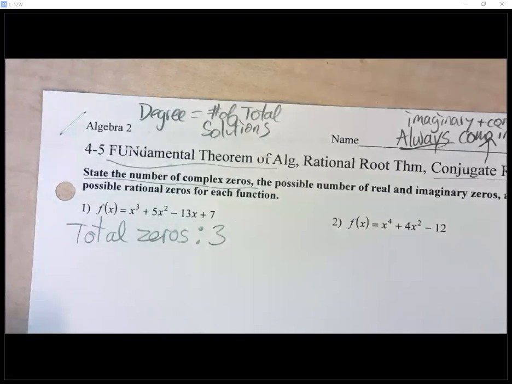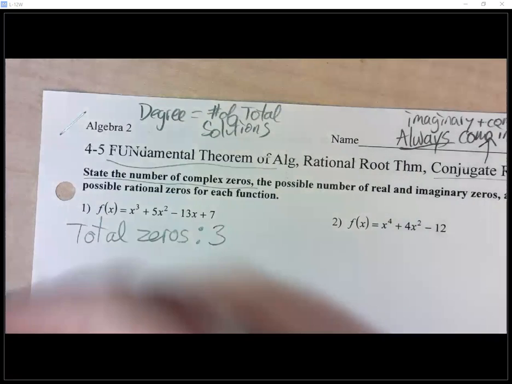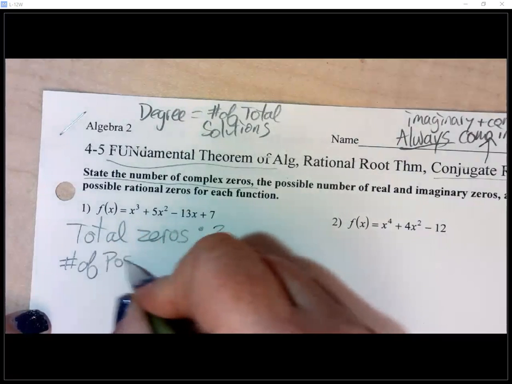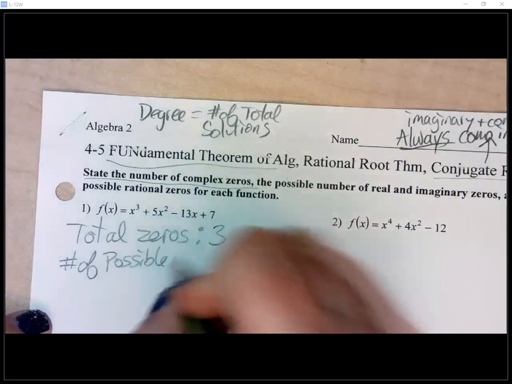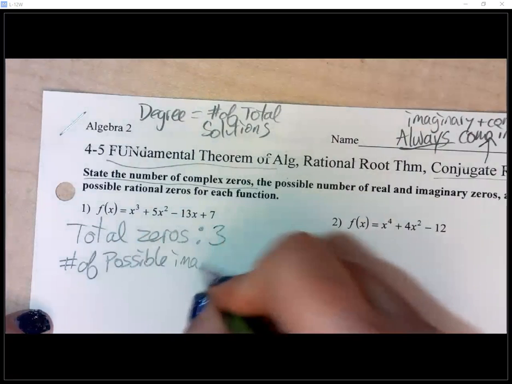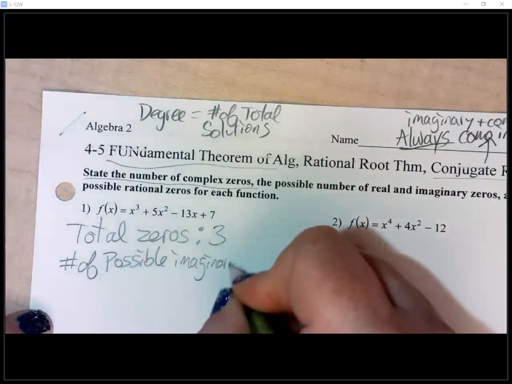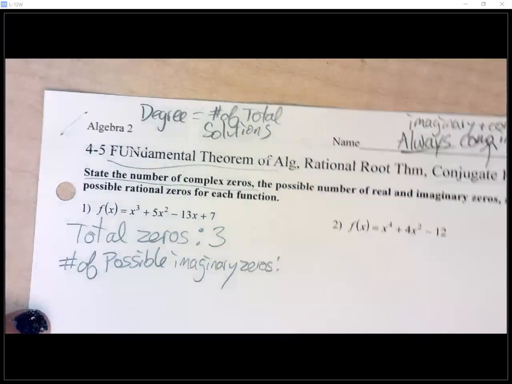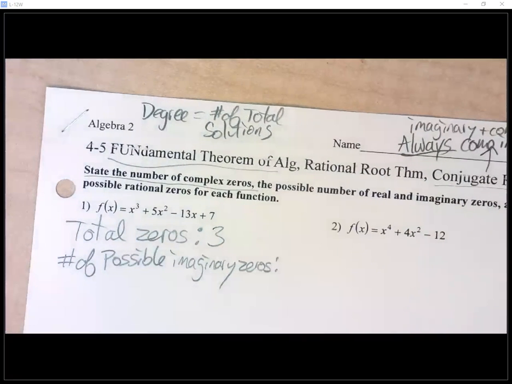so let's do number of possible imaginary zeros. It is always possible to not have any imaginary zeros or irrational. I don't necessarily, so let's say imaginary or irrational, sorry.